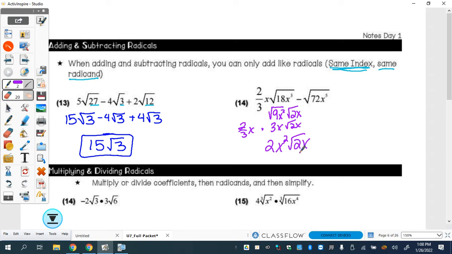So looking at the other one, 72 actually has quite a few perfect squares that can go into it. You've always got to find the largest one.